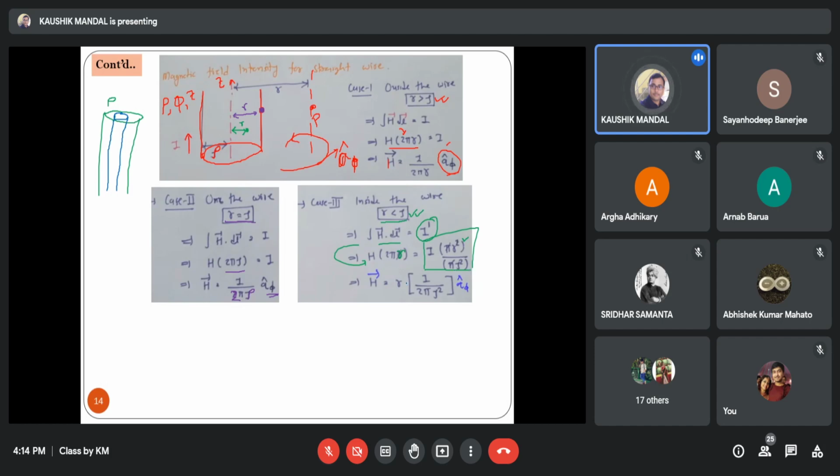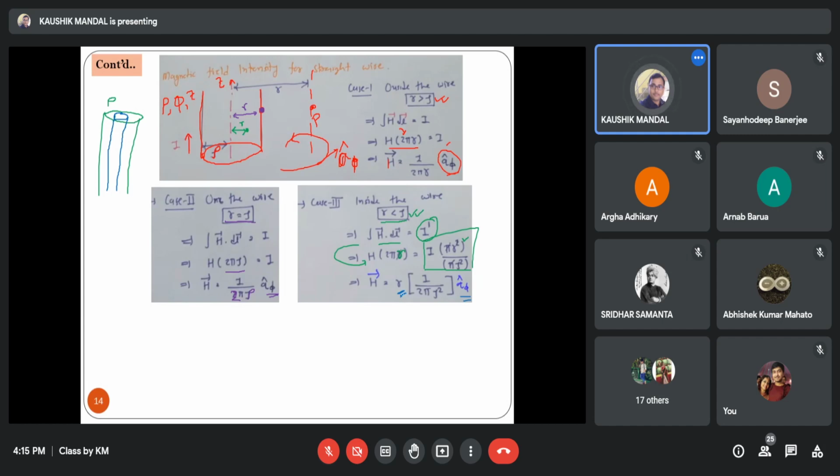Now if you simplify it, it becomes H equal to I r by 2 pi rho square into phi, the unit vector. So in case 3, we have seen that if the test point is within the conducting wire, then H is directly proportional to r.